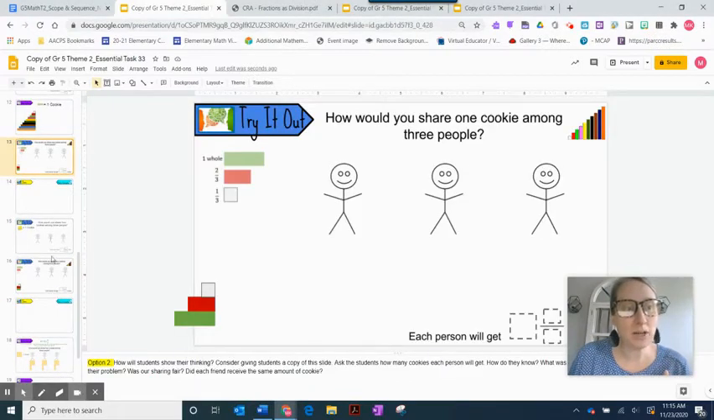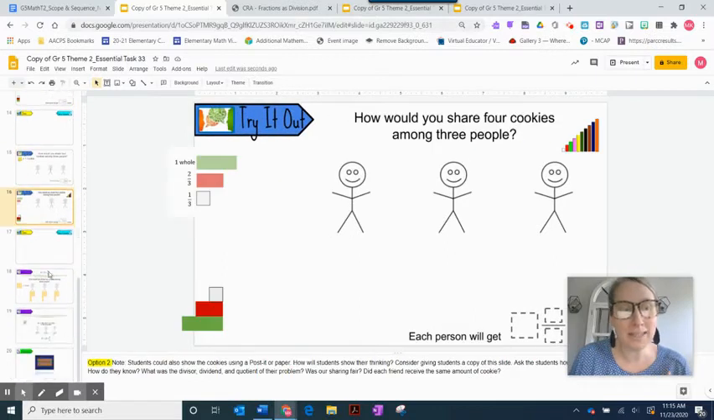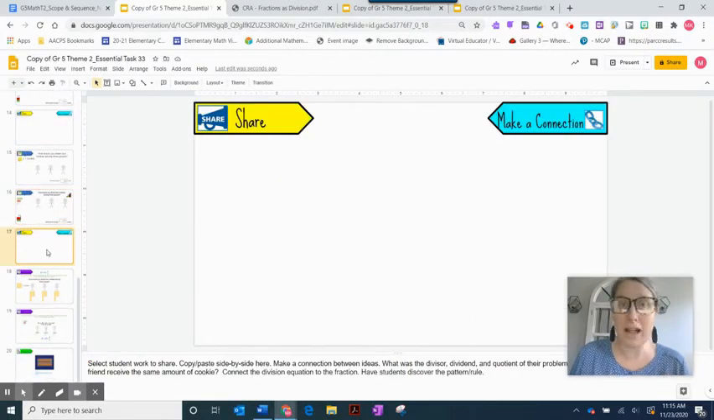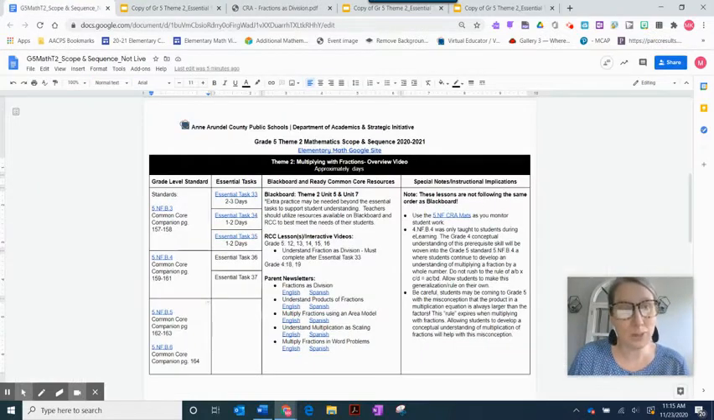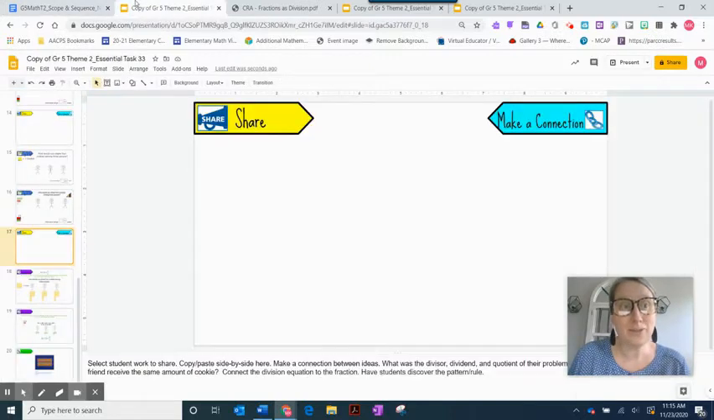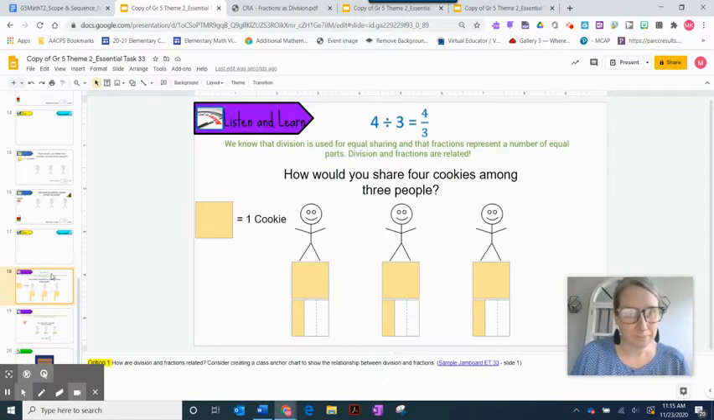So it kind of keeps going. You'll see there's a lot of different ones here. Don't feel rushed. Don't feel like you have to do all of this in one day. You can take, in a scope and sequence, 2 to 3 days. So really take your time. This is that conceptual understanding that students need for this standard.